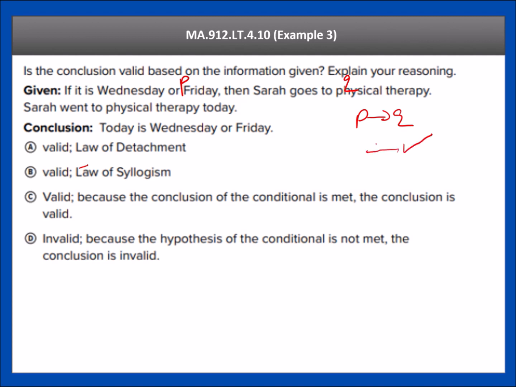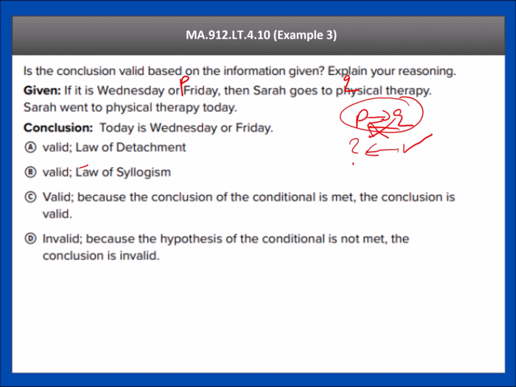Can we go backwards to conclude that it's Wednesday or Friday? And the answer is no. This doesn't work backwards, right? It does not work the other way around. You can't go from right to left. You gotta go from left to right. So if we know it's Wednesday or Friday, then we know that Sarah is at physical therapy. But if Sarah went to physical therapy and that's all the information we know, that does not mean that it's going to be Wednesday or Friday.